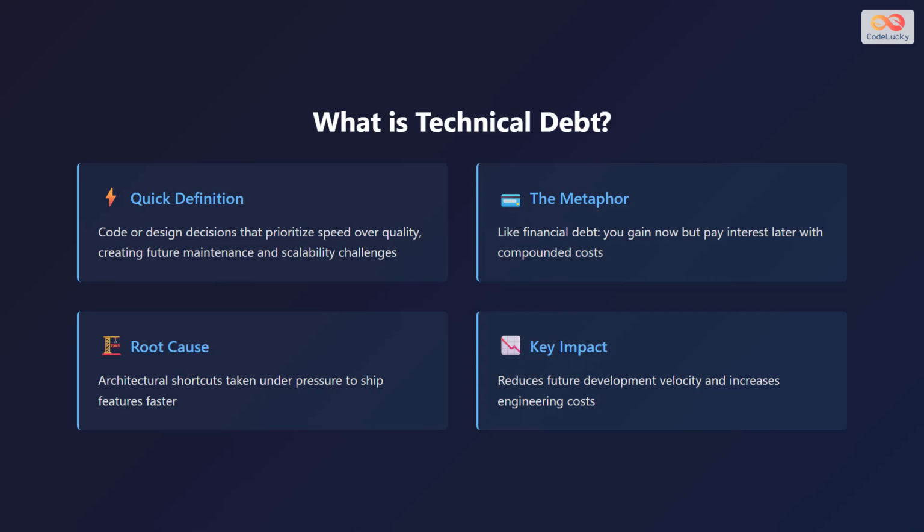Technical debt is fundamentally about making architectural and coding shortcuts to ship features faster. When engineers take these shortcuts, they create what we call technical debt. The quick definition is simple. It's code or design decisions that prioritize speed over quality, creating future maintenance and scalability challenges.